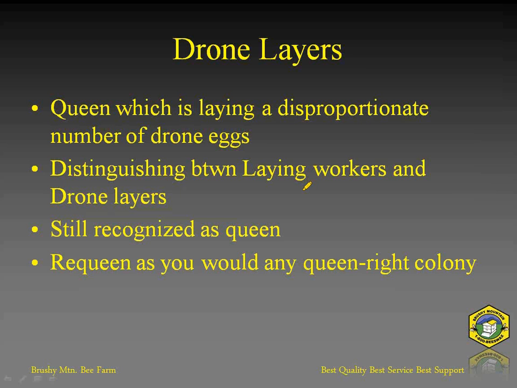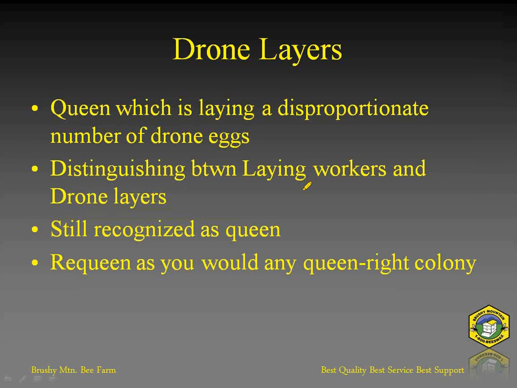Drone layers. What is a drone layer? A drone layer basically is a queen which is laying a disproportionate number of drone eggs. And how can you distinguish a drone layer, in other words, a queen which is only laying drones, from a laying worker? You can do this by the fact that a queen will lay one single drone egg in the bottom of the cell, as opposed to a laying worker, which will lay multiple eggs in the bottom of the cell. In both cases, they'll develop into drones, but the distinction would be the number of eggs, because a queen will still only lay that one drone egg.